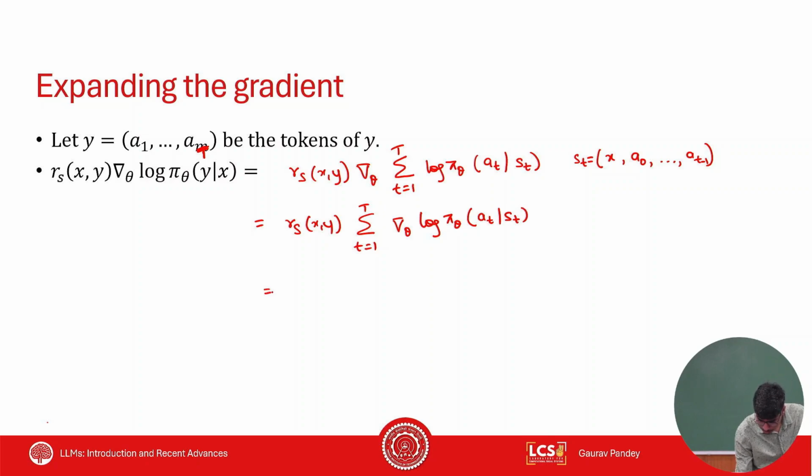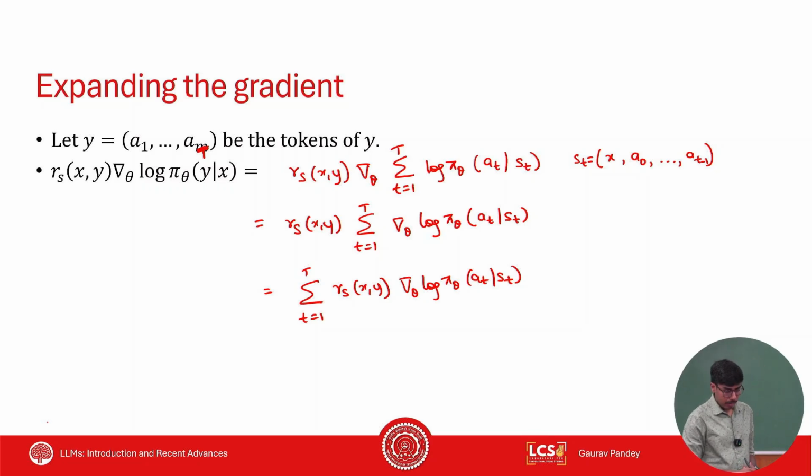And let's take this reward also inside. This becomes summation t equal to 1 to T, reward times. So basically each token is getting the same reward here. We'll see the example, but what this expression tells you is that the first token, the second token, the third token, all the tokens will get the same reward, and that reward is the reward of the complete output. So even if you have generated only one token, the reward that it will get is the reward of the complete output that you generate.